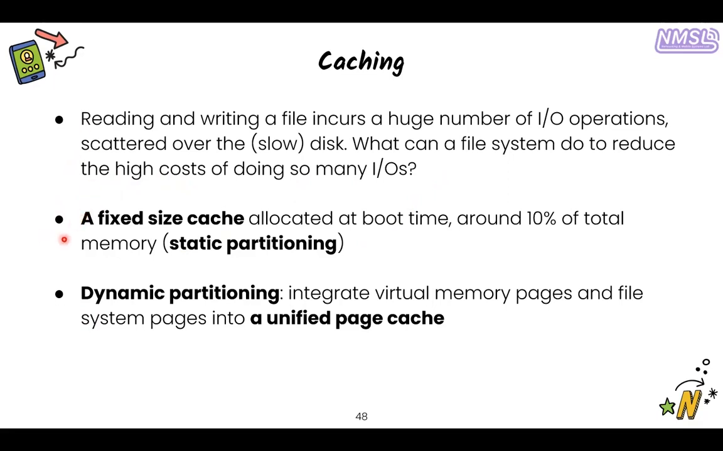So how do we do this? One way is to use a fixed size cache. We allocate this size at boot time, typically, let's say about 10% of the total memory. This is called static partitioning because we do it at boot time, predetermined. Now, one might argue static is simple to implement, but may not be very efficient. What if I don't need 10%? So to counter that, we have dynamic partitioning. Here, we integrate the virtual memory page and the file system page into a unified page cache. So things are more dynamic, and you can do caching this way.